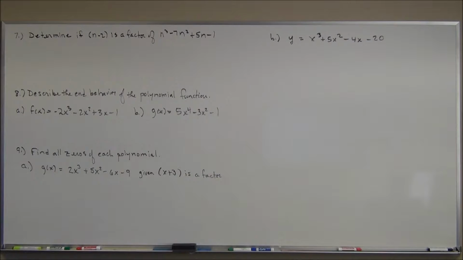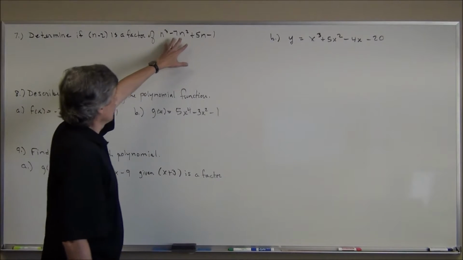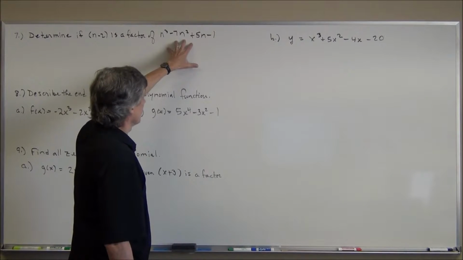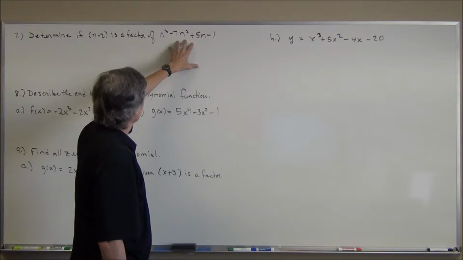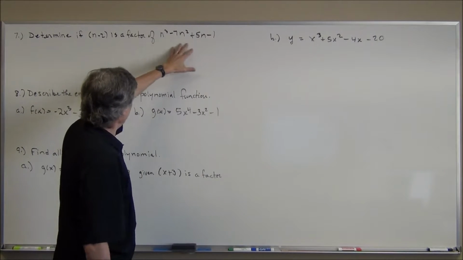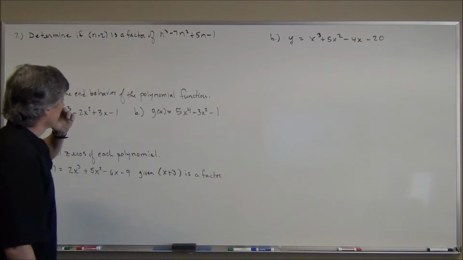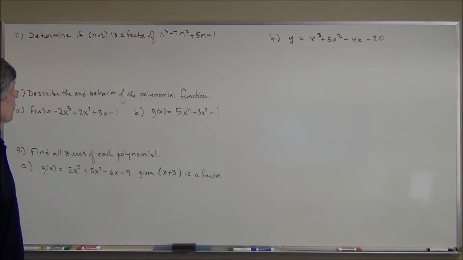Problem number 7. Determine if n minus 2 is a factor of n to the third minus 7n to the second plus 5n minus 1. Well, this has 4 terms. I almost said trinomial. This has 4 terms. It's in descending order. There are no like terms. And it doesn't look like it's going to factor by grouping. So for me to try to factor this and see if n minus 2 is one of the factors, I don't think that's the way to go.